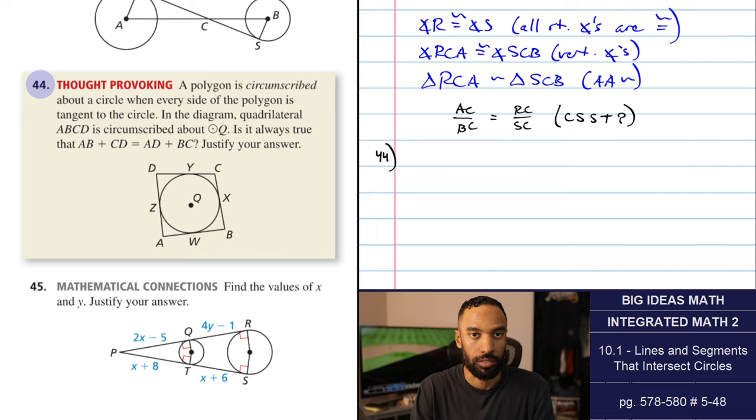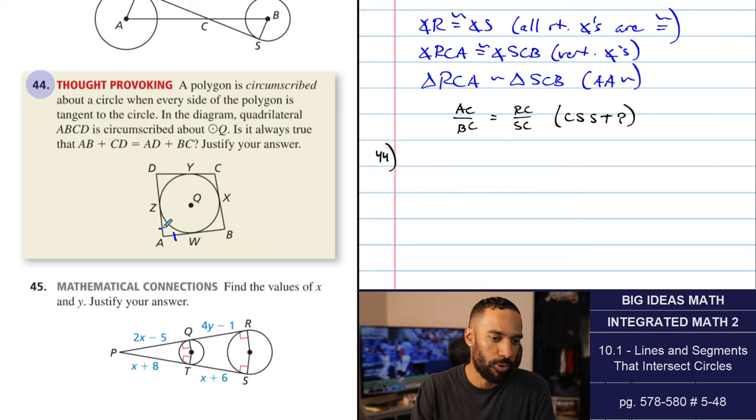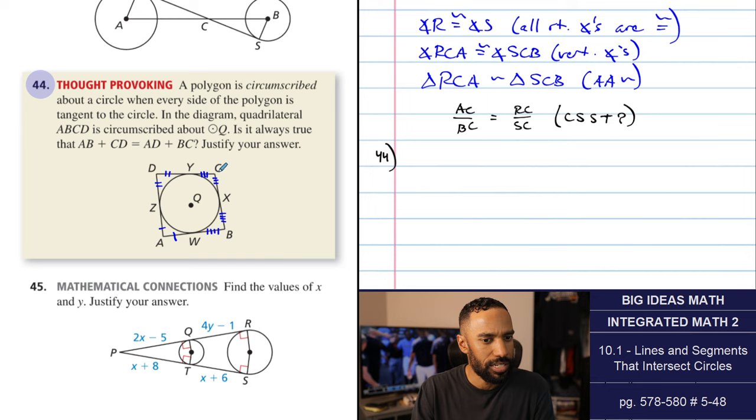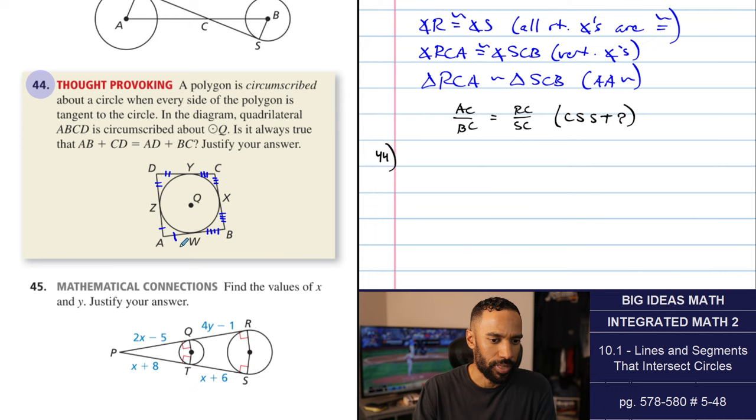Maybe. I marked these before like this, so these two are congruent, these two are congruent. Remember, this is the external tangent congruence theorem. So if I mark these, AB plus CD equals AD plus BC. Let's actually, instead of doing that, put variables.